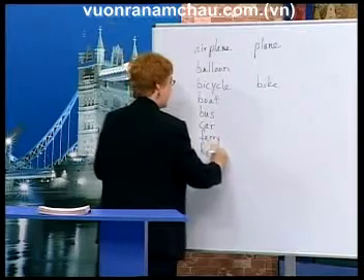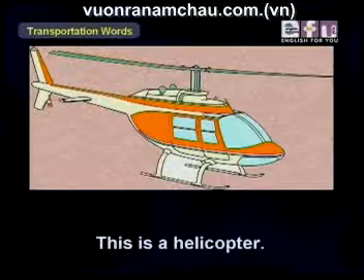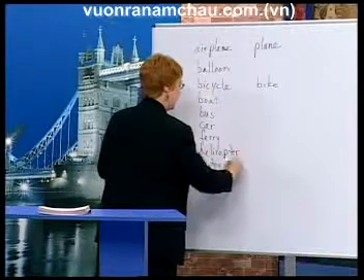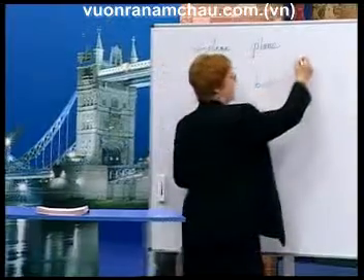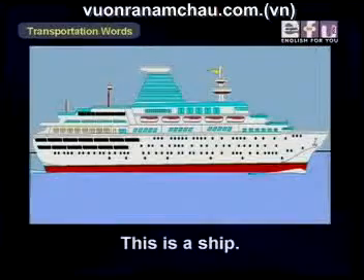Next we have a helicopter. A helicopter. This is a helicopter. The next one you see is a motorcycle. A motorcycle. This is a motorcycle. Now we have a ship. This is a big boat. This is a ship.